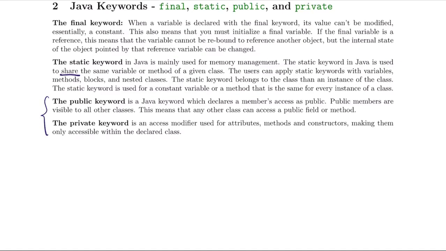Then the third and fourth are public and private. Public is a Java keyword that declares a member's access to be public. Public members are visible to other classes, which means any other class can access the public field or method. In contrast to the public keyword, private is an access modifier that makes a variable only accessible within the declared class.